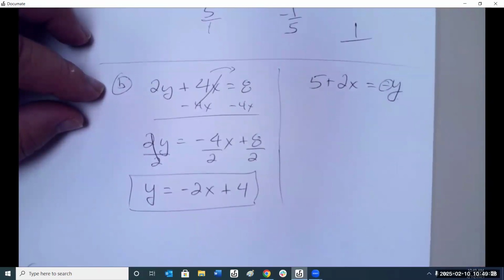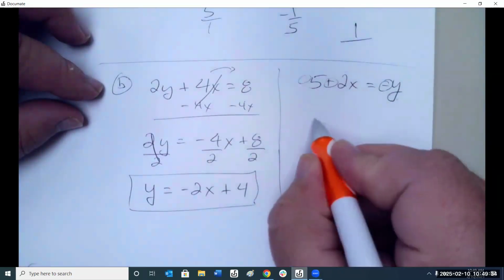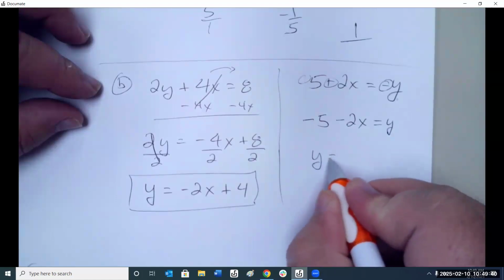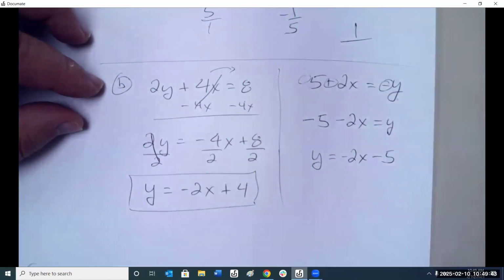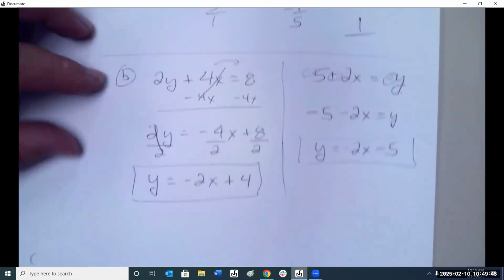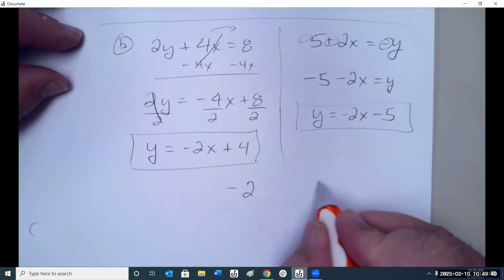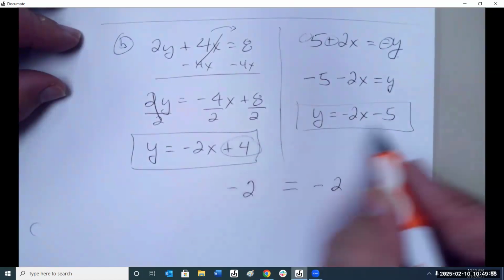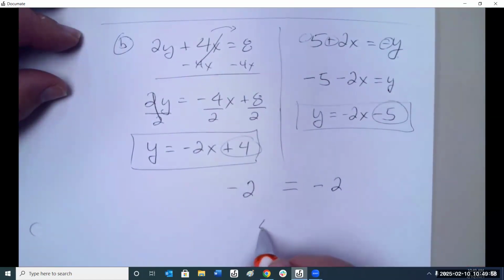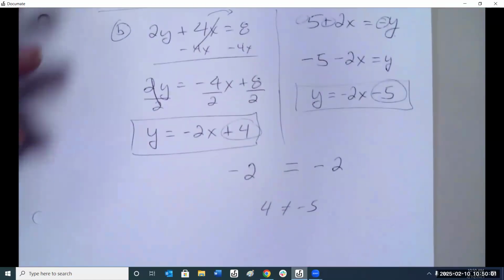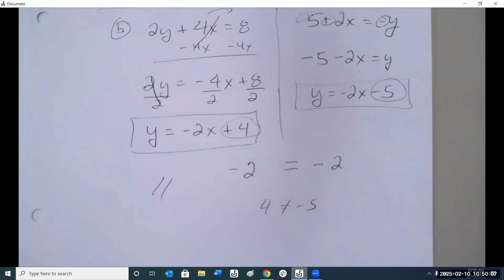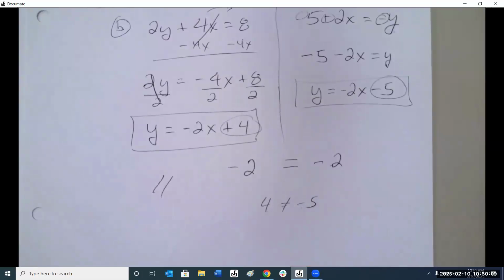How do you get rid of the negative? Just change the signs across the board. So that becomes a -5, minus 2x equals y, or y equals negative 2x minus 5. The slope of this one is negative 2. The slope of this one is negative 2. And the y-intercepts are different. So what are these? Are they parallel, perpendicular, or neither? They're parallel. Very good. Because they have the same slopes and different y-intercepts.